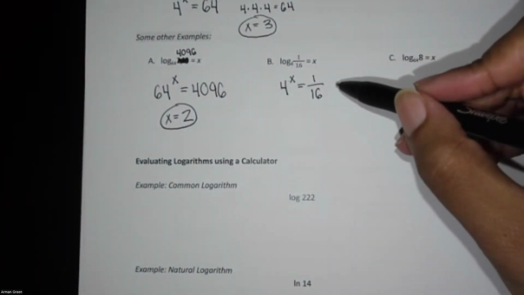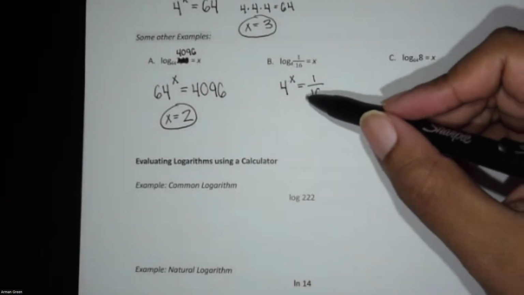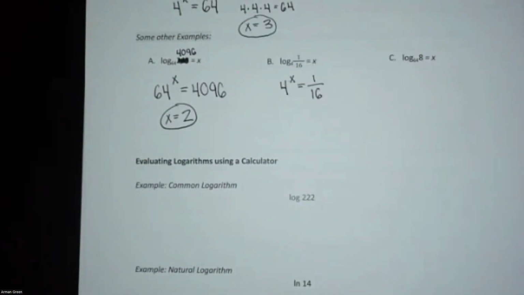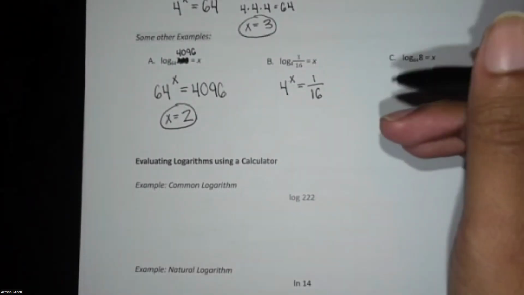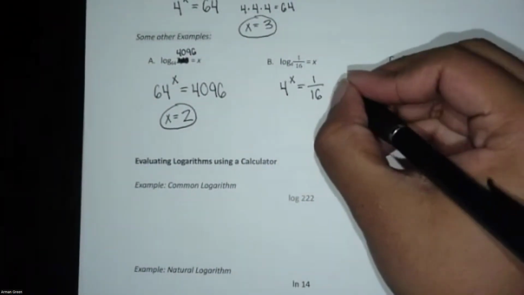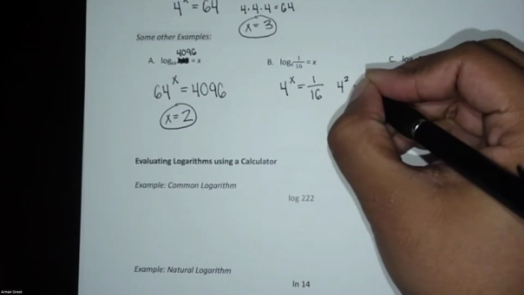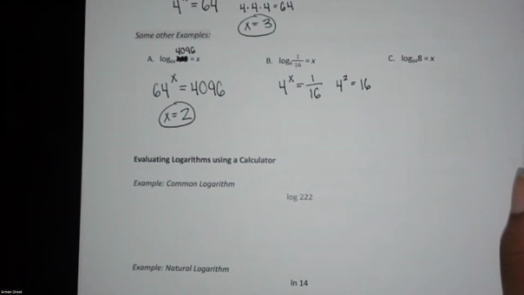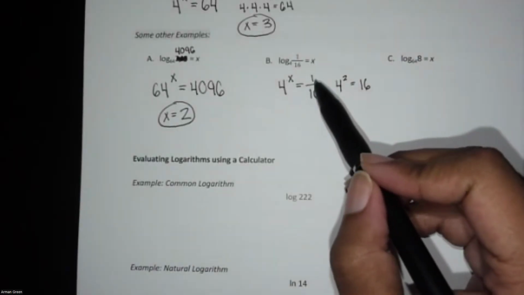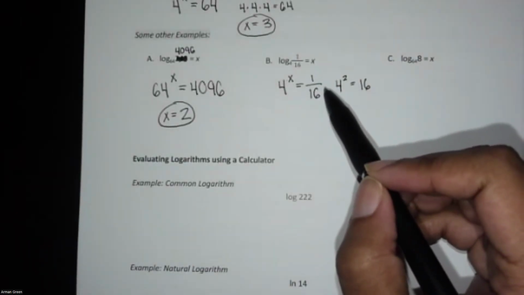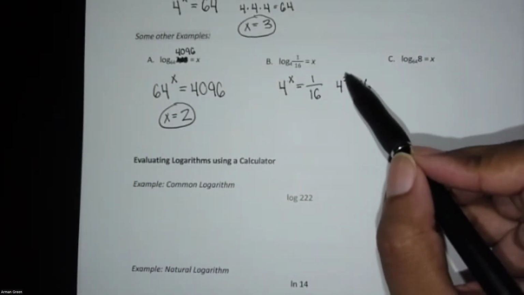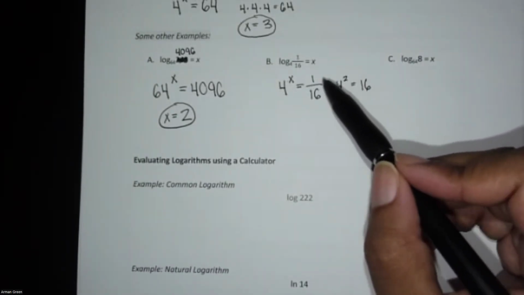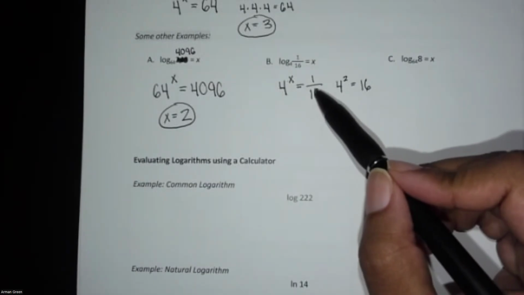Now, this is a little bit different than what we have done in these first two examples so far. You might think to yourself, well, hey, Mr. Green, I know that 4 to the second power gives me 16. That is true. The problem in this case is that I have 1 over 16.